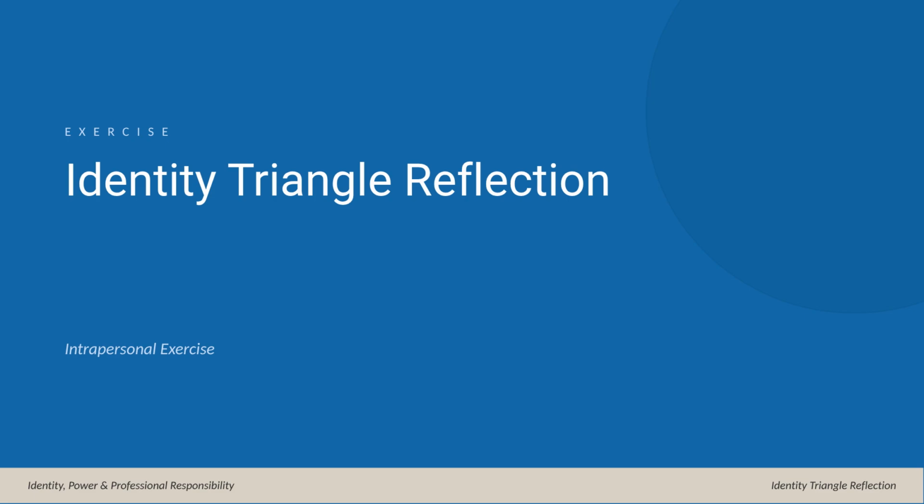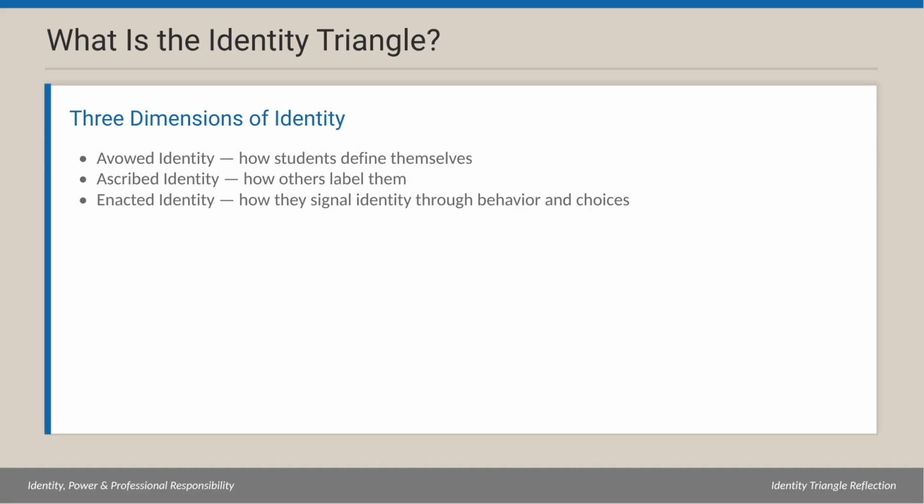Hello and welcome. In this video, we're covering the identity triangle reflection, a foundational exercise based on Dr. Mark Orbe's co-cultural theory. The identity triangle helps students understand three dimensions of identity: who they say they are, called avowed identity, who others say they are, called ascribed identity, and how they actually communicate that identity, called enacted identity.